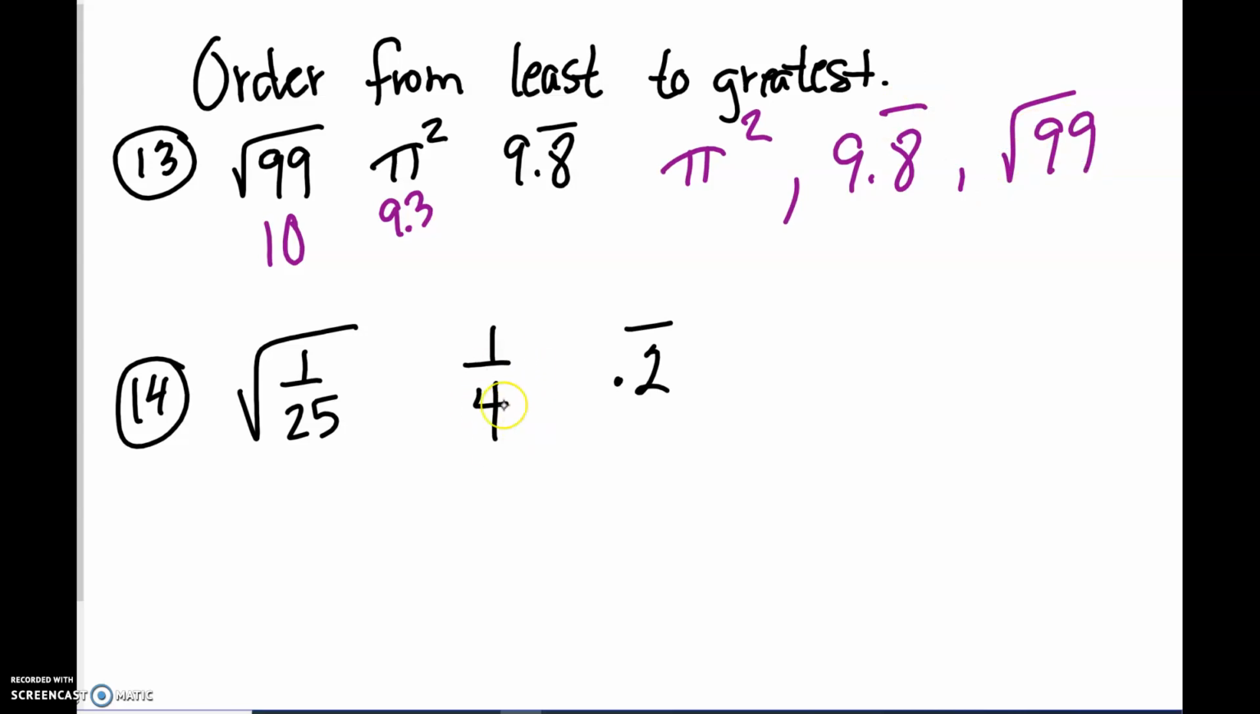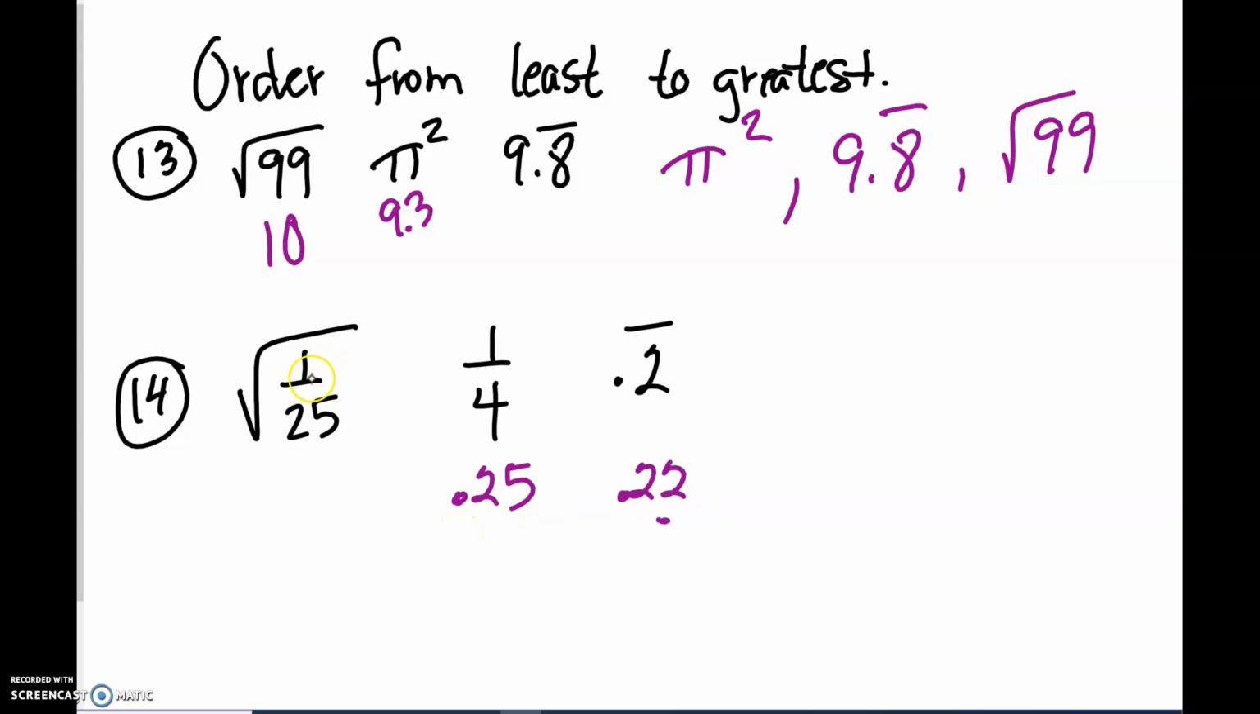All right, in here, 1/4, remember that's a quarter, so that's like 0.25, and remember this is repeating, so it's 0.22. So 22 is less than 25, so this one's smaller than that one.